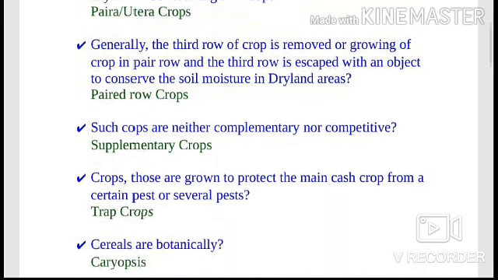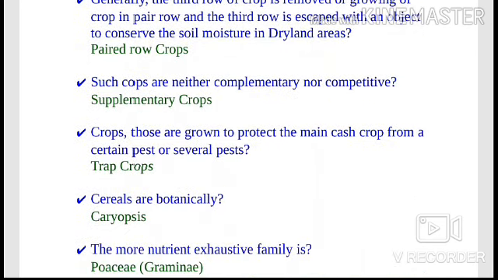Next point is, such crops that are neither complementary nor competitive are known as supplementary crops. Such crops as onion, cowpeas, beans, radishes, potatoes, and melons, alone or in combination, have been used successfully with sugarcane. The supplementary crops must be such that the yield of the main crop is either relatively unaffected or is enhanced.